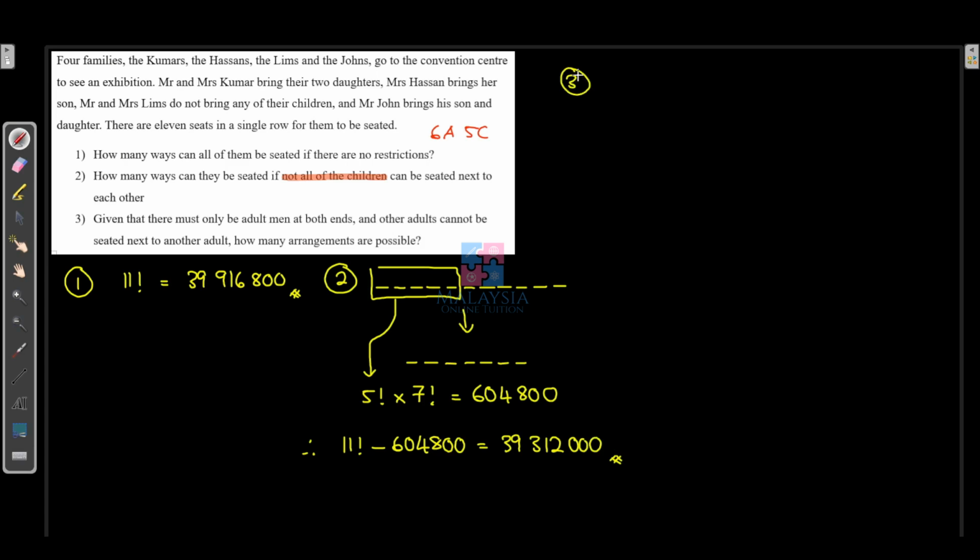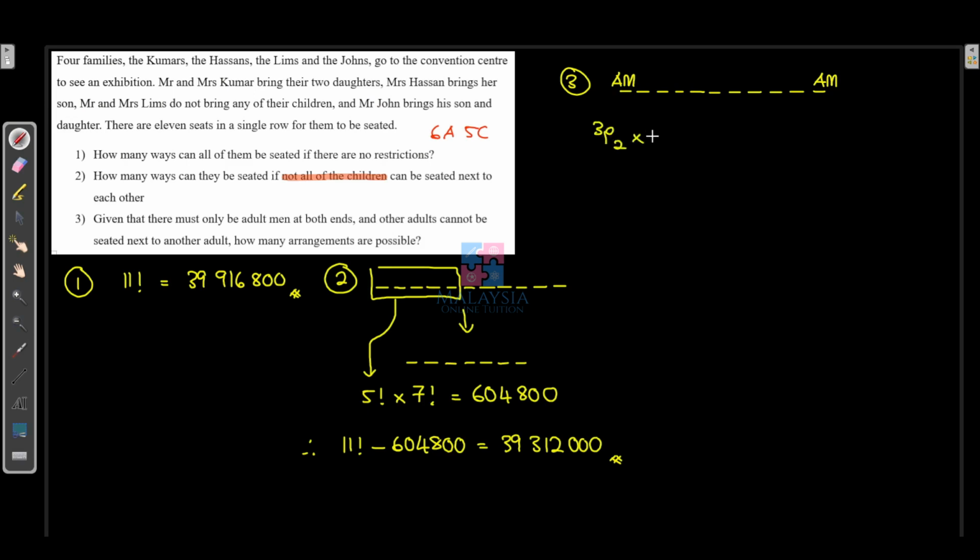Last but not least, for part 3: given that there must only be adult men at both ends and the other adults cannot be seated next to another adult, how many arrangements are possible? So 11 spaces. At both ends, we can only have adult men. So how many adult men do we have? Mr. Kumar, Mr. Lim, and Mr. John. So we have 3, but we want to arrange only 2 of them. That's why we are going to write 3P2.